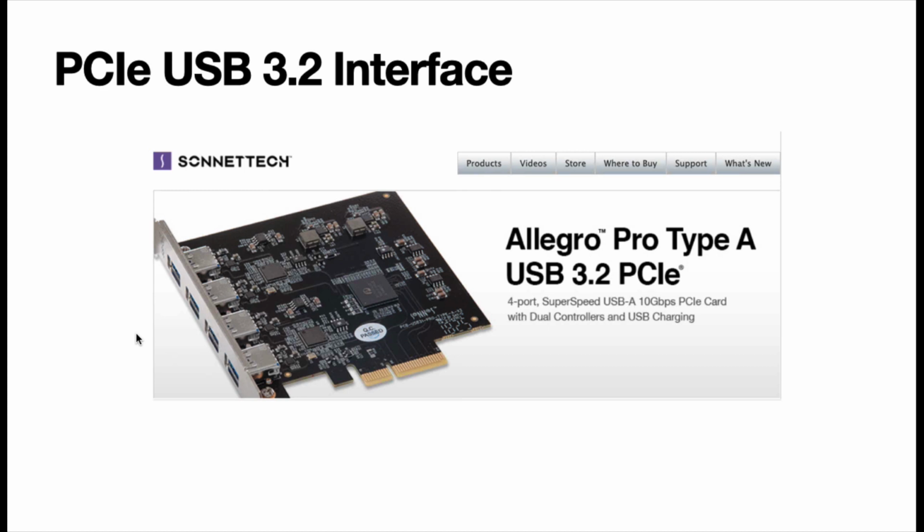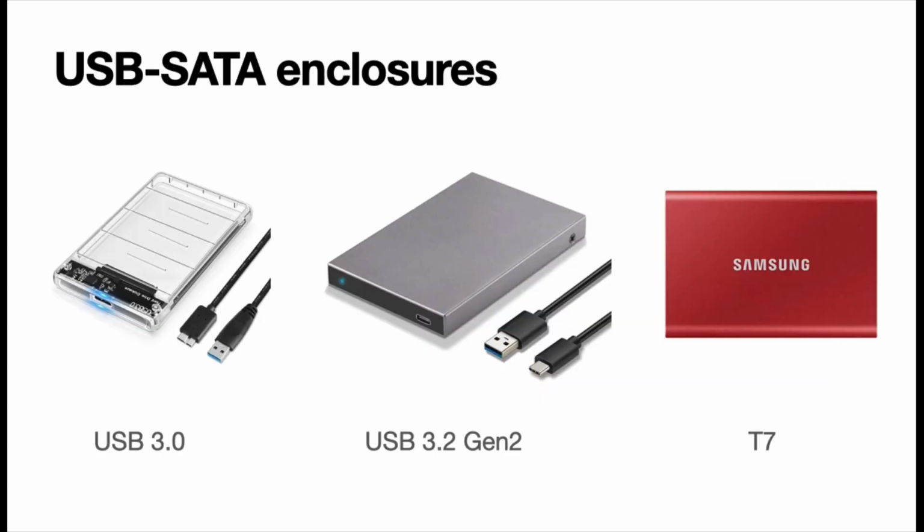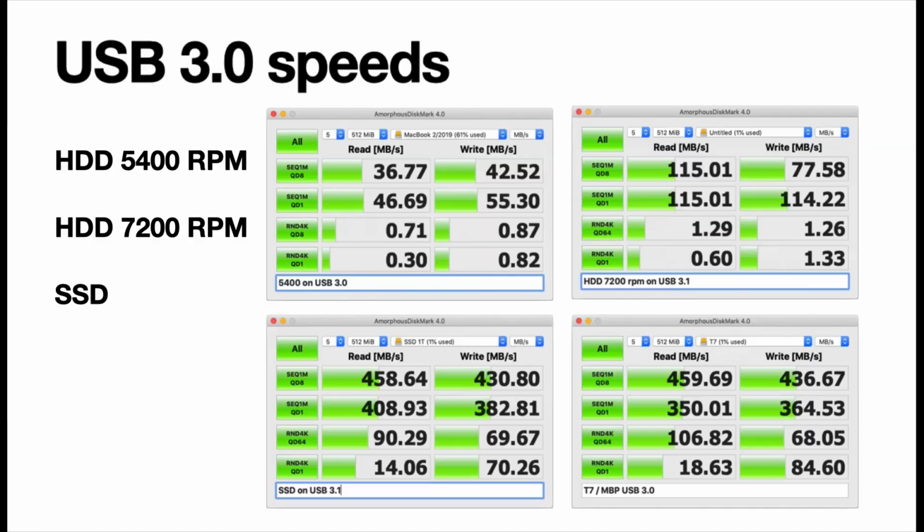So with this, we have to look at a bit of enclosures. I have a USB 3 enclosure in which I can change the hard disk inside. I just newly bought a USB 3.2 Gen 2, which is supposed to be much faster. And this, just for comparison, is an external Samsung T7 drive, which they advertise as able to do 1000 megabytes per second. So let's see how this will work. USB 3 speeds.